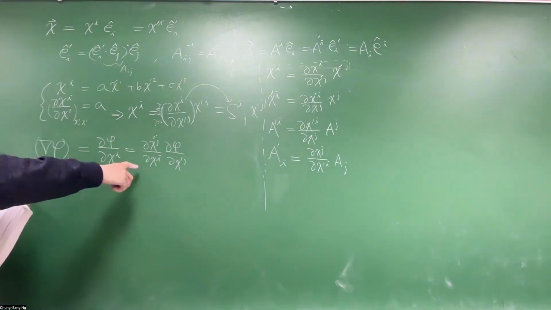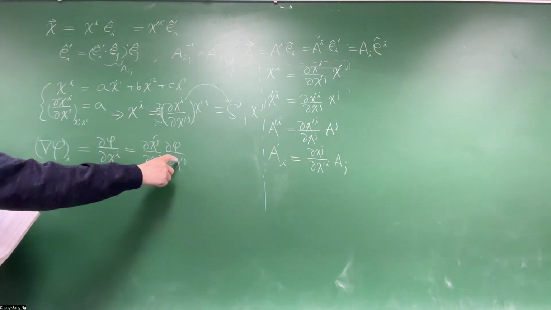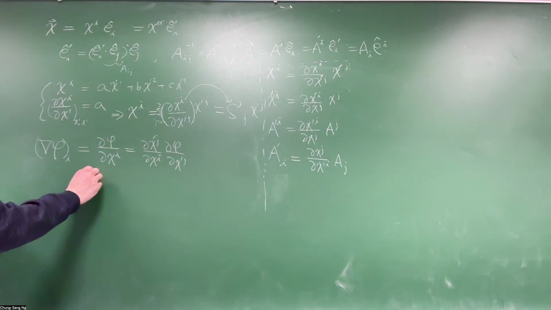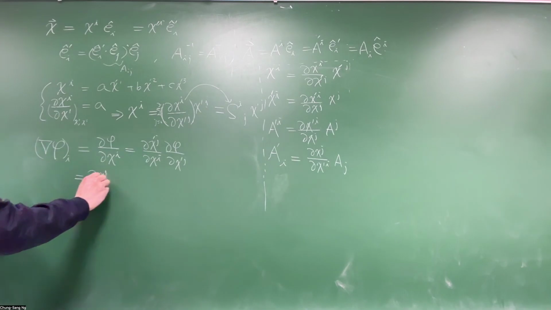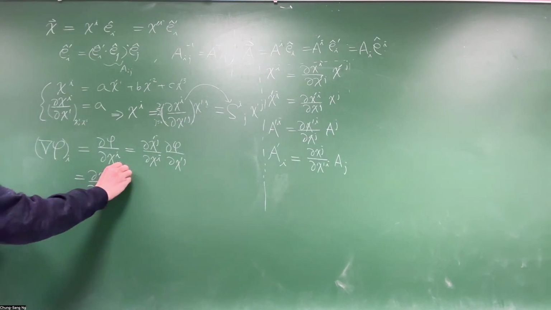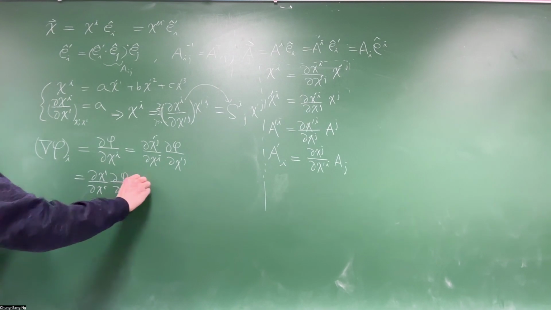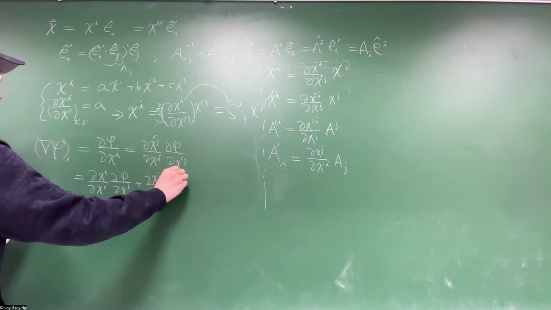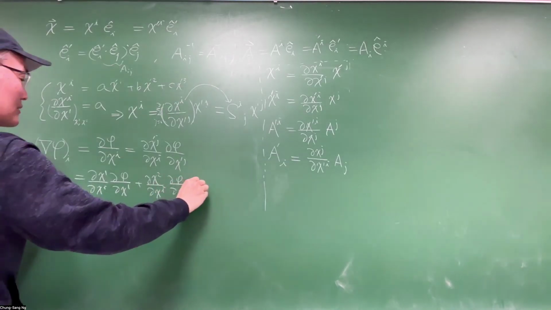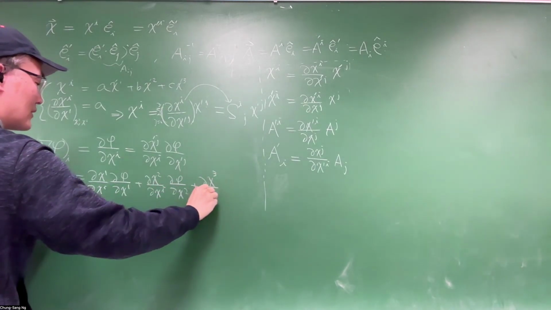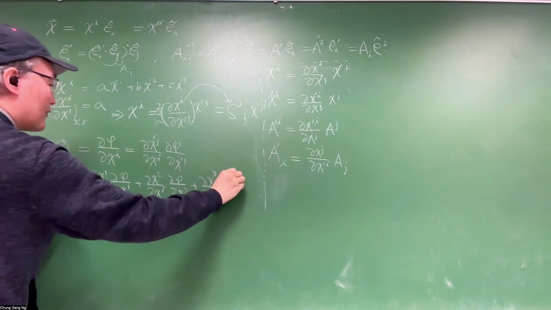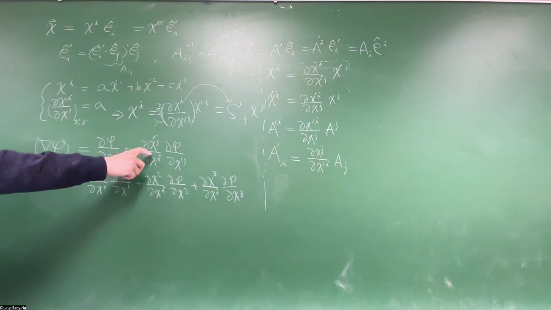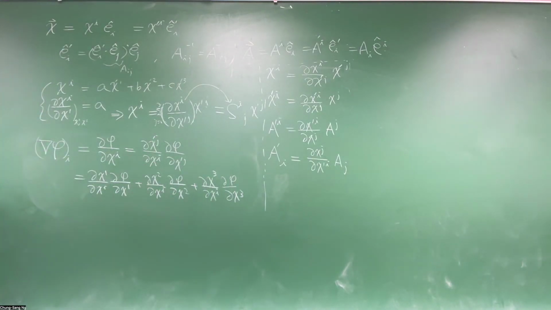This is again very abstract. This is a summation over j, which means if I write it explicitly, this is partial x1, partial xi, partial phi, partial x1, plus partial x2, partial xi, partial phi, partial x2, plus partial x3, partial xi, partial phi, partial x3. So this is exactly like that, the sum over j. Is that okay?